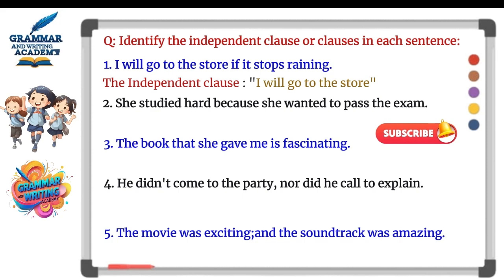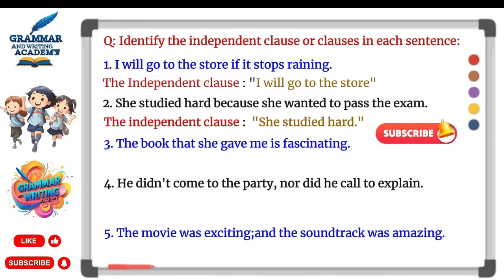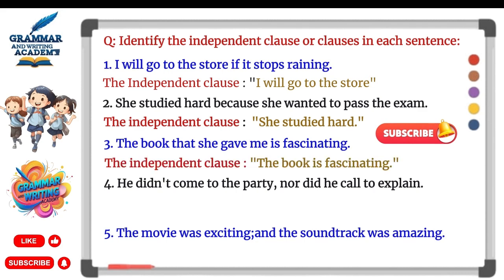2. She studied hard because she wanted to pass the exam. The independent clause is she studied hard. With the subordinating conjunction because, we start the subordinate clause. 3. The book that she gave me is fascinating. The independent clause is the book is fascinating. With the relative pronoun that, we start the subordinate clause.